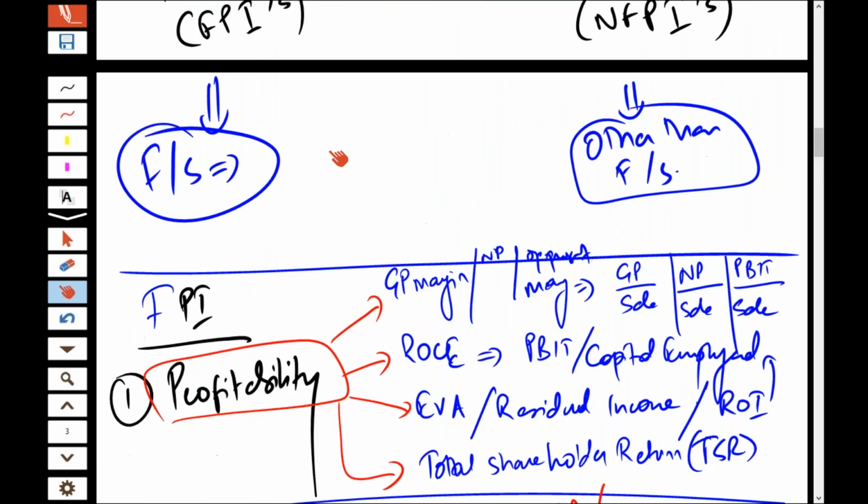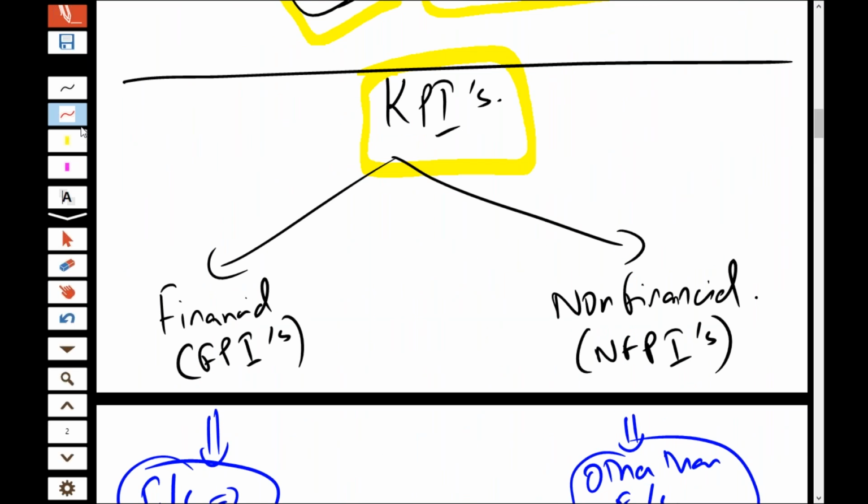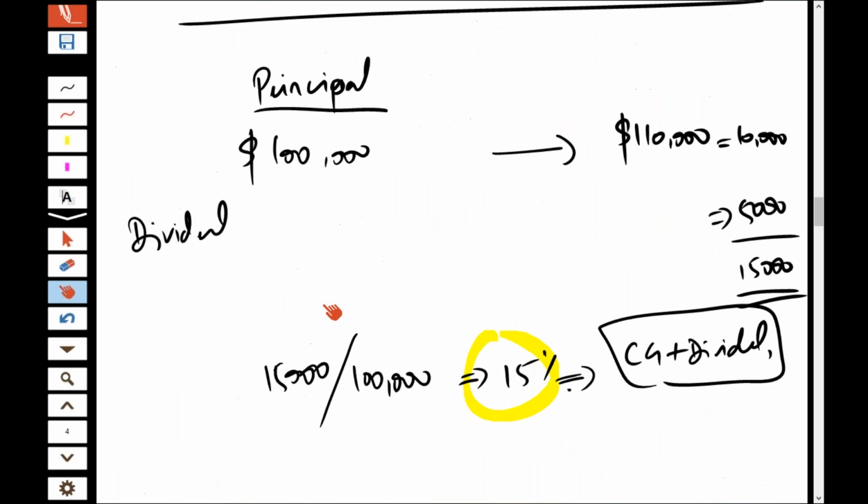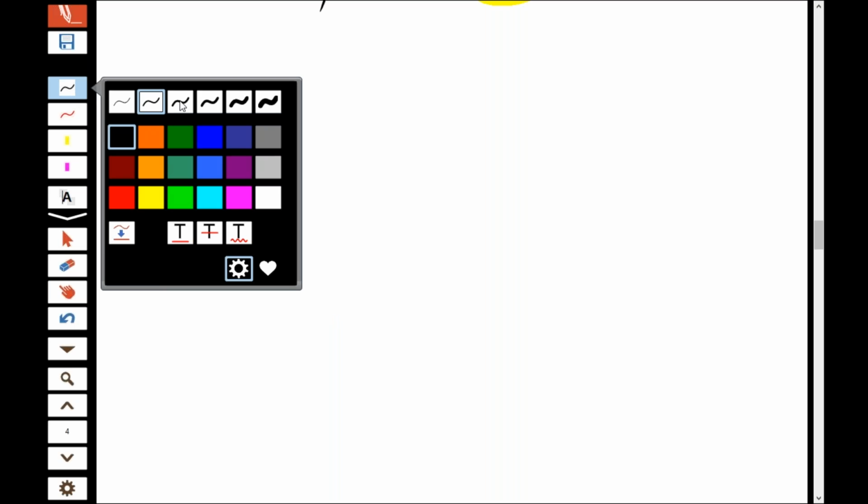Okay, good enough. So we have gone through this aspect of the financial performance indicators. Now what we need to do is talk about non-financial performance indicators. For these non-financial performance indicators, I would really appreciate input from you people.